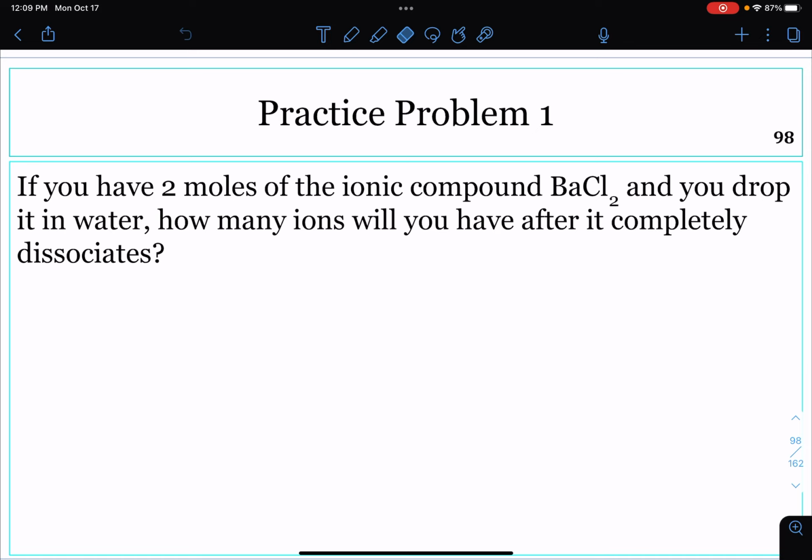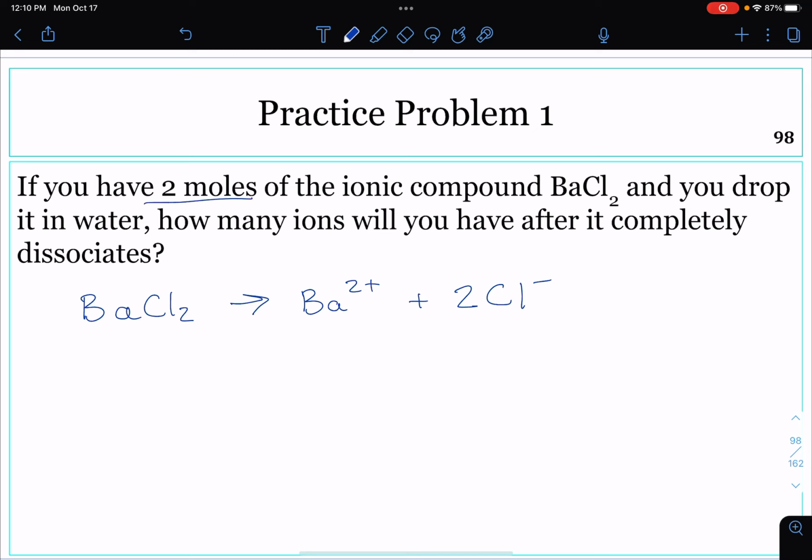Here's the first practice problem. If you have 2 moles of the ionic compound barium chloride and you drop it in water, how many ions will you have after it completely dissociates? So first, we have 1 barium and 2 chlorines in our chemical compound barium chloride. When it dissociates in water, the barium ion, with its 2+ charge, is going to separate from the 2 chloride ions, each with their 1- charge.